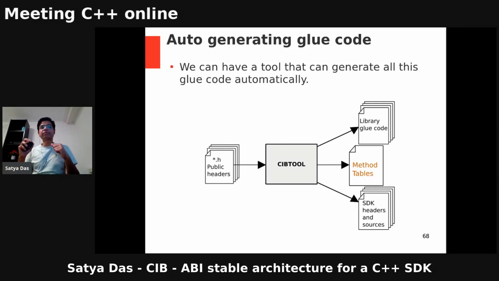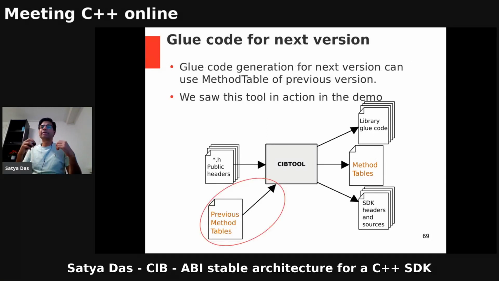And the other benefit of exporting the method tables separately is that when we change the library in the next version, we can feed this tool the previous definition of the method table, so that the tool will understand that it can only add new function pointers in the method table at the end. And that was crucial for ABI stability, right?